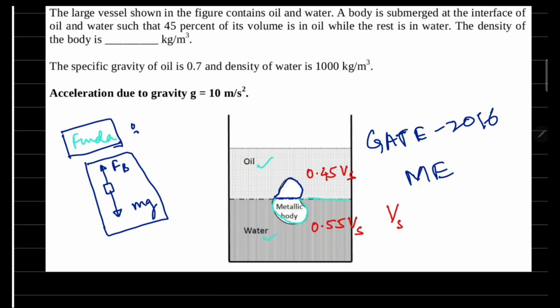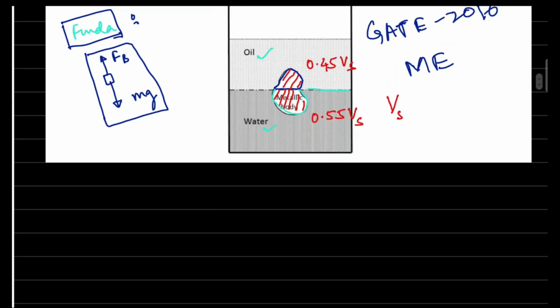Now we have to figure out the buoyancy force in both sections, and then equate it with the total weight of the body. So in the first case, 0.45 into Vs is the volume of the solid which is in the oil, and this volume multiplied by the rho of oil will be the mass, and multiplied by g will be the buoyancy force.